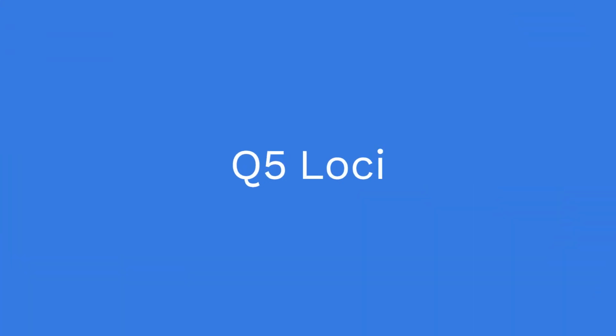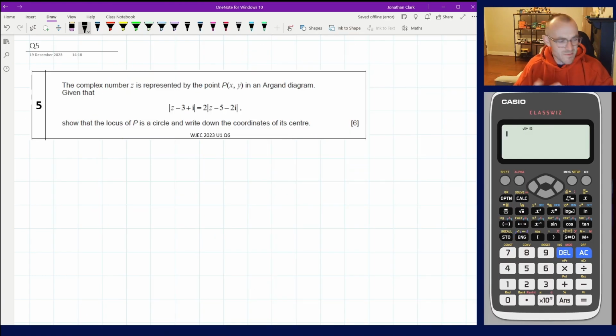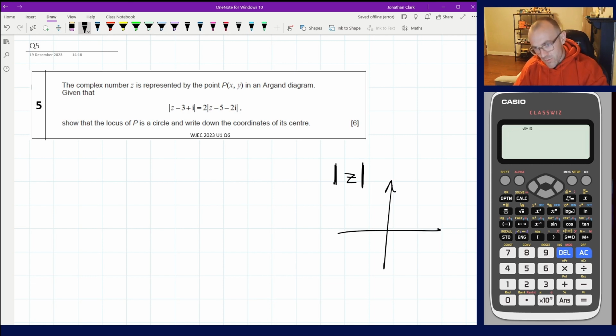Okay, question 5, and I feel like this is quite a difficult one to make sense of, especially if there's parts of the topic that you don't really like. So I'm going to cover a tiny bit of theory, I suppose, here. When you have the modulus symbol like this, essentially it's calculating a distance from a certain point. And if it's just z on its own, it's calculating a distance from the origin on an Argand diagram.